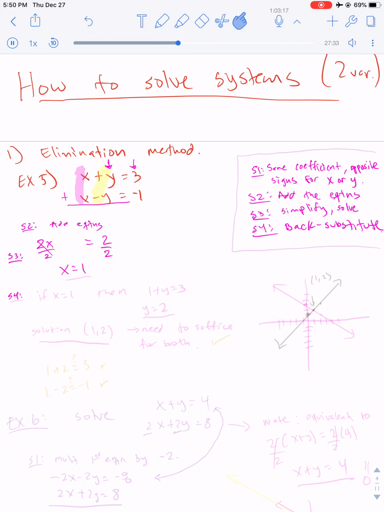Now step 4, back substitute, meaning plug this x back into either equation, either the first one or the second one. So if x equals 1, then 1 plus y equals 3, and y equals, subtract 1 on both sides, 2. So my solution to the system should be (1, 2). But again, it needs to check, so it needs to suffice for both.